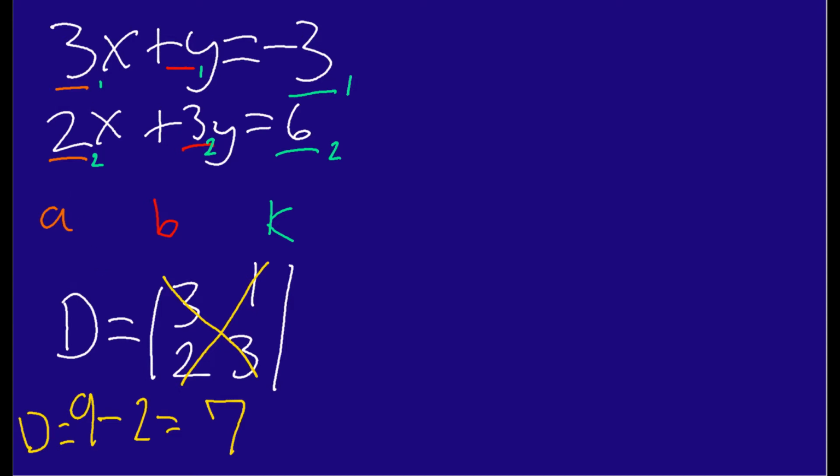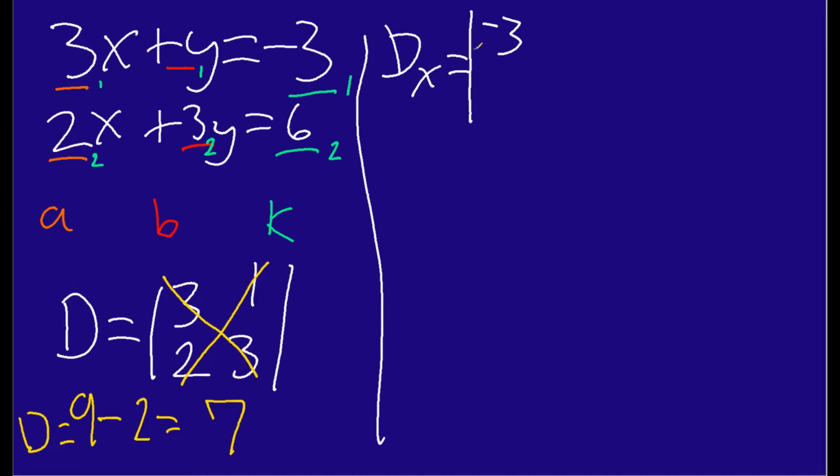Okay, so moving on here. Now we're going to do D of X. So D of X, let me just draw a nice little line so there's no confusion. Now for D of X, we're going to replace the A's right here, the 3 and the 2, with the constants. So when we do that, we get negative 3, and then we get 6 on the bottom. These are the constants. I replace the X values with the constants. And then I have 1 and 3. Those are the same Y values.